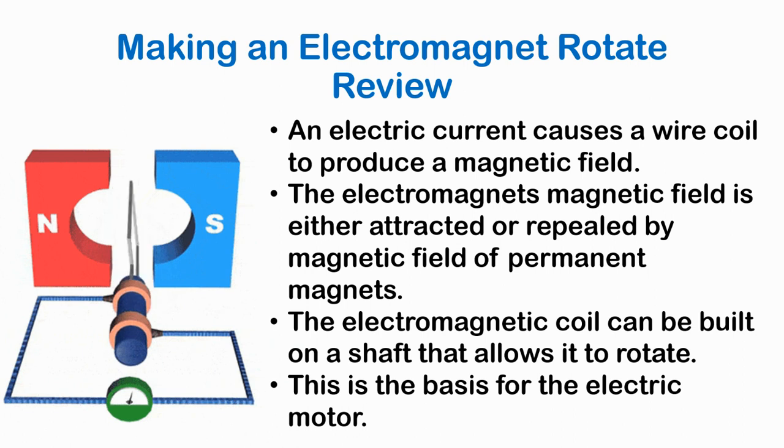So an electric current causes a wire coil to produce a magnetic field. The electromagnet's magnetic field is either attracted or repelled by the magnetic field of permanent magnets. And that's what we have here on this image. The electromagnetic coil can be built on a shaft that allows it to rotate. Okay, so the coil is designed in a way that it can spin. And this is the simplified basis for the electric motor. Okay, there's some design elements called a commutator that allows the current to switch directions so it can keep on moving. But that's how a motor works.